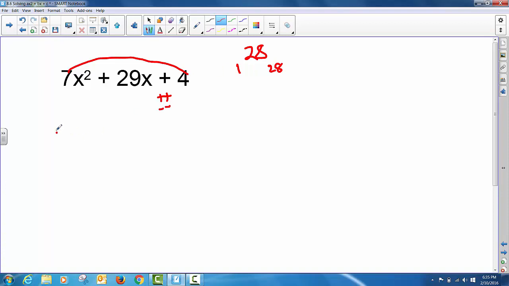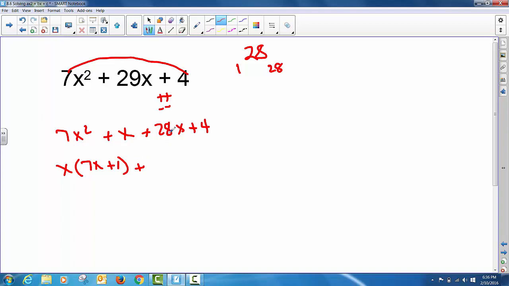Alright, so now we write 7x squared. It doesn't matter if you put the 1 first or the 28 first. You'll come up with the same answer. Plus 1x plus 28x plus 4. And now we look at this. What do they have in common? They have an x in common. When you divide 7x squared by x, you get 7x. When you divide x by x, you get 1.